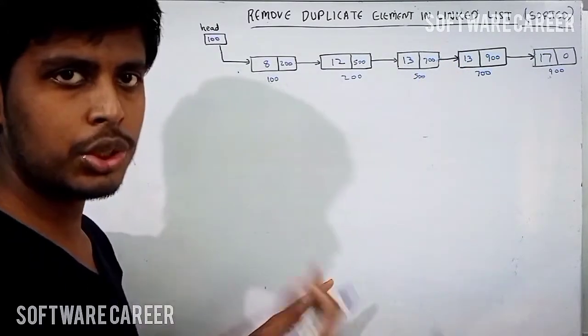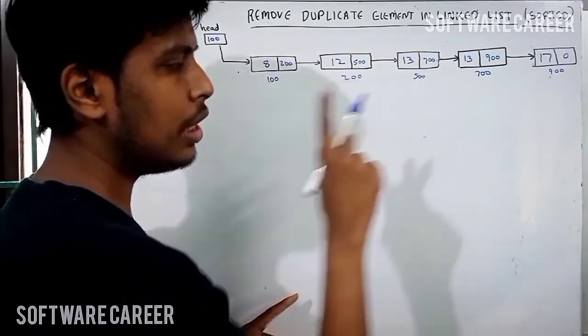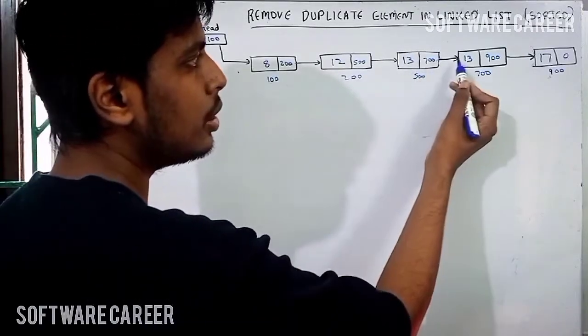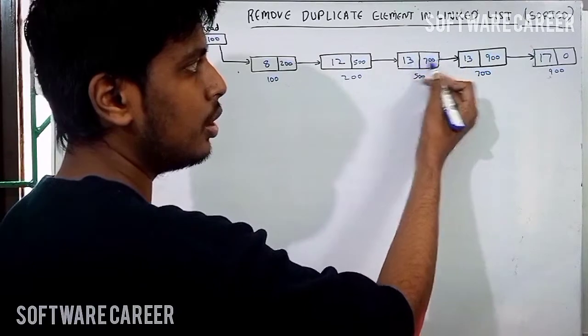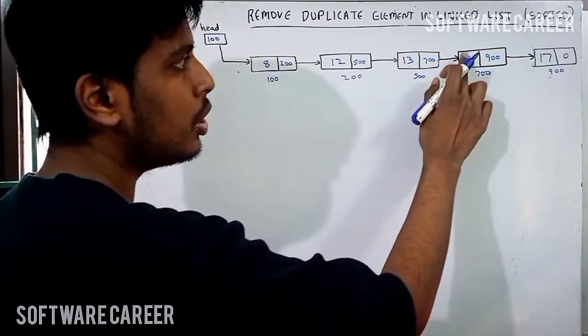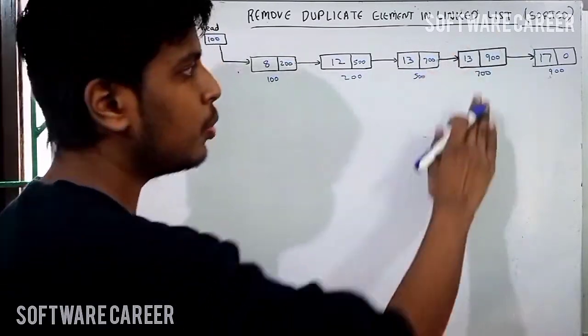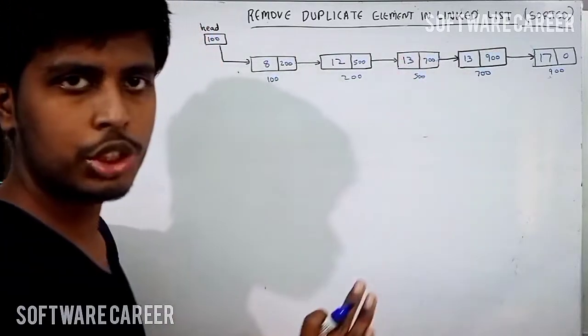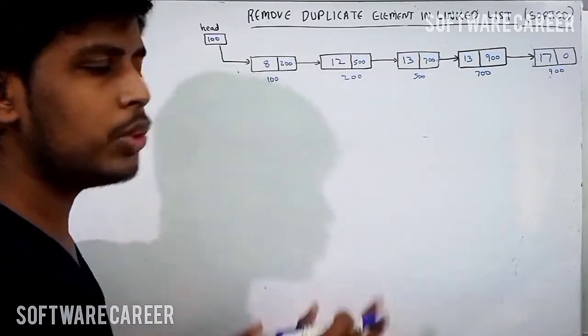Now the second step is you should remove the duplicate element one time. So here 13 is repeated twice. Here 13 is 2 times, so you should remove one 13 from this. You should remove this node. Only one time 13 should be present. So how to do that, let's see.